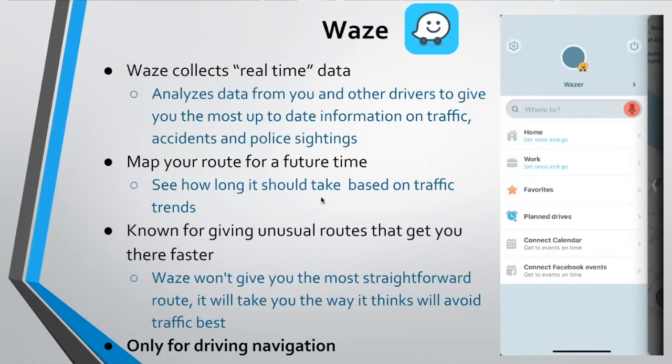All right. Waze allows you to map your route for a future time as well, and it allows you to see how long it should take based on traffic trends. So you can set the Waze app to say, instead of leaving right now, I want to leave in a few hours, so I want to see how long it's going to take me to get there at that time. Waze is known for giving you unusual routes that get you there faster. It won't give you the most straightforward route, but it will take you the way it thinks will avoid traffic best. And one thing to note here is that Waze is only for driving navigation, not for biking, walking, or public transportation.